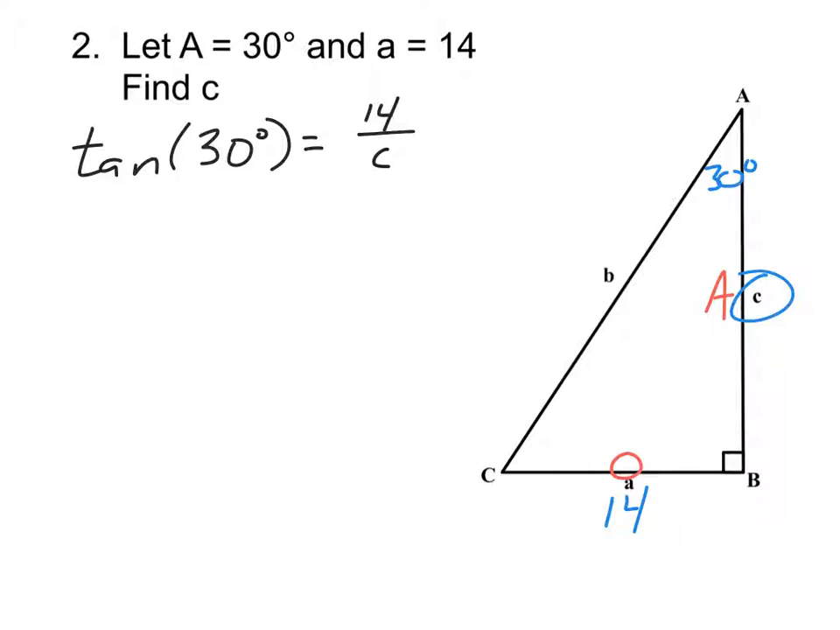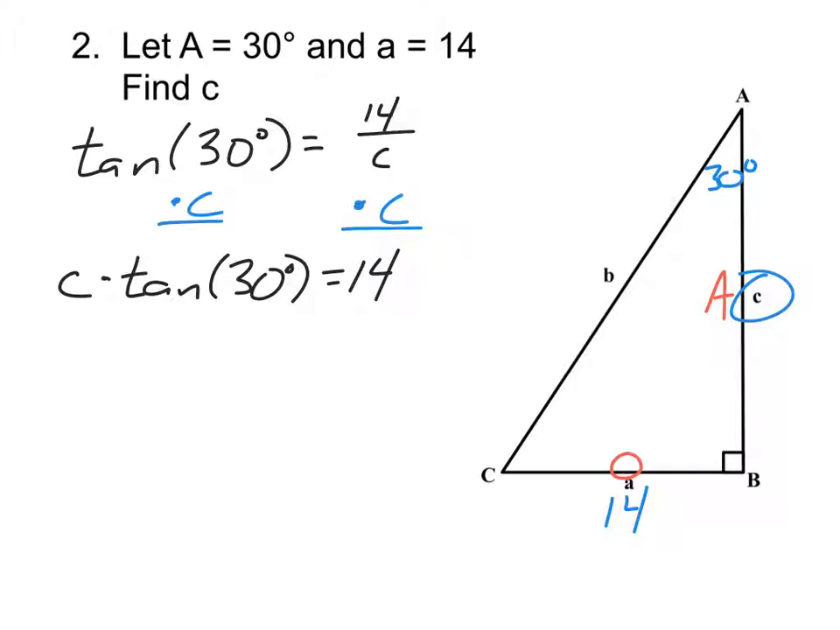And now I need to solve this. And my first step in solving it is going to actually be the same that I did last time. And that is, since my variable is in a fraction, I'm going to get rid of the fraction by multiplying both sides by the denominator. In this case, though, that means multiplying both sides by c. Well, when I do that, it gives me c times tangent of 30 degrees equals 14. Last time, after I multiplied both sides by the denominator, I was at my destination. I had c equals, but not so in this case. I got to do a little bit more work.